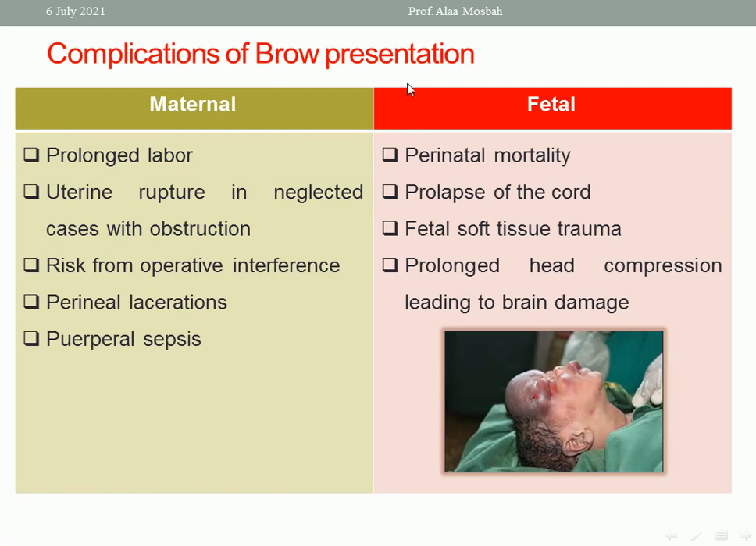What are the complications of brow presentation? Maybe obstructed labor, uterine rupture, or prolonged labor, risk of operative interference, perineal laceration, puerperal sepsis, and the fetal complications include prolapse of the cord, perinatal mortality, soft tissue trauma, and prolonged head compression may lead to brain damage and also asphyxia and cerebral palsy.